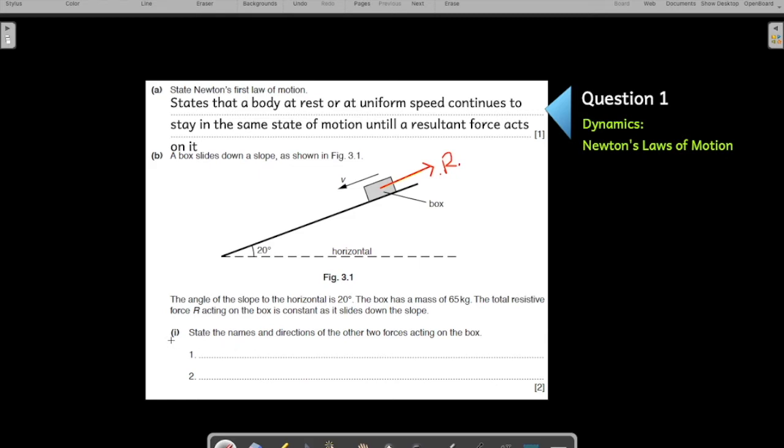Now the question says, state the name and the direction of two other forces acting on the box. So one of the forces that you would have, I'm sure, clearly identified when you solve this question yourself would be the weight. You have to name the force and you have to also mention its direction. So you can say weight. What is the direction? Direction is downwards, or you can say vertically downwards.